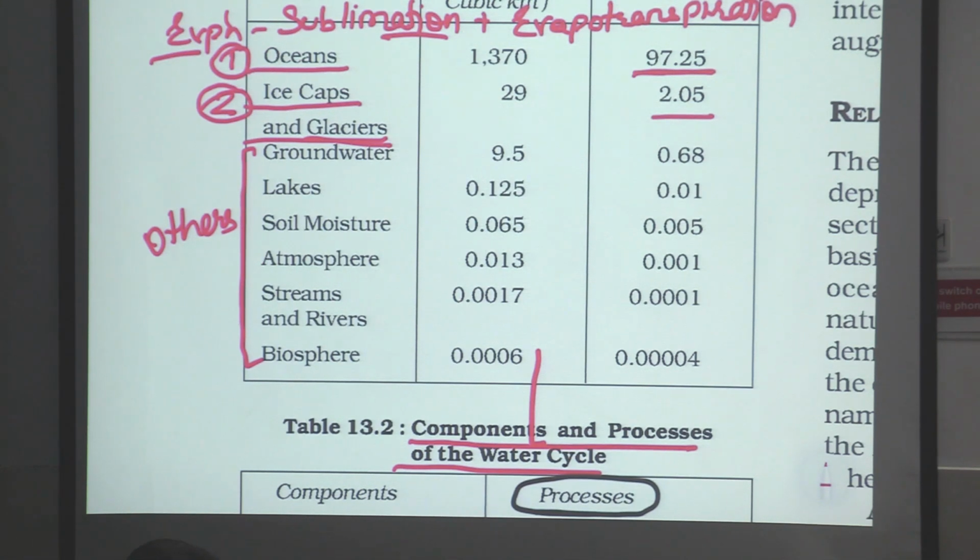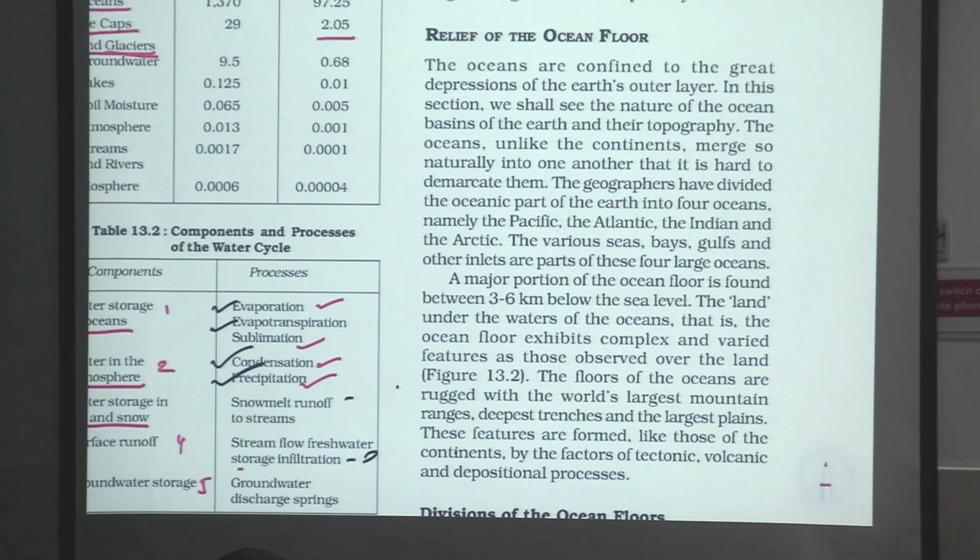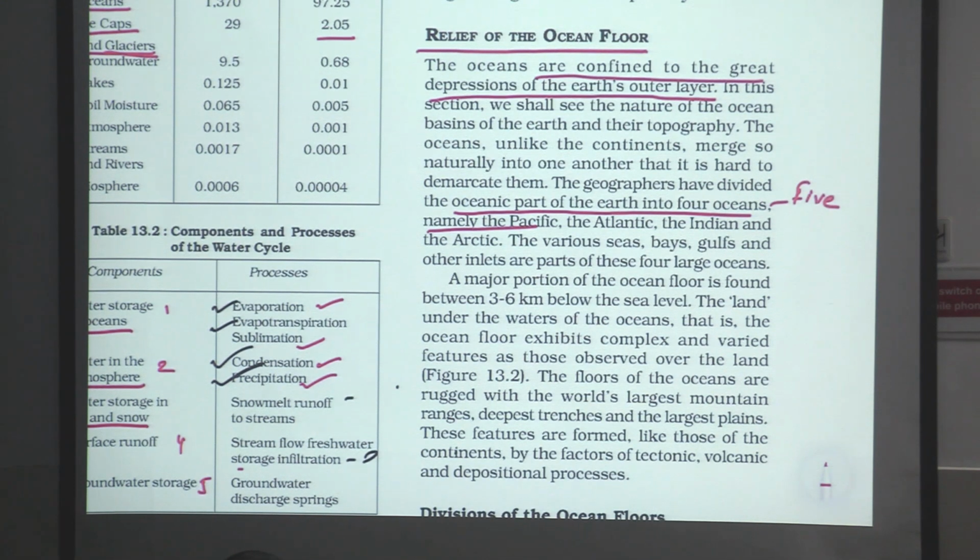This is part 1 from this chapter. Now, part 2 of the chapter talks about relief of the ocean floor, and relief of the ocean floor is to be studied in reference to what are the features that we apply. Our NCERT reads: the oceans are confined to the great depressions of the Earth's outer layer. The geographers have divided the oceanic part of the earth into 4 oceans. Now it has been changed to 5 oceans, so you should be aware of it: Atlantic, Pacific, Indian, Arctic and Southern Ocean.